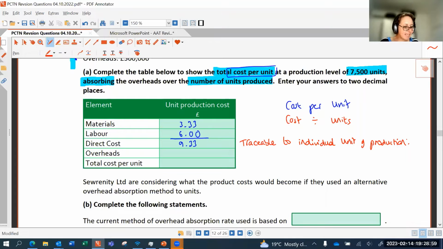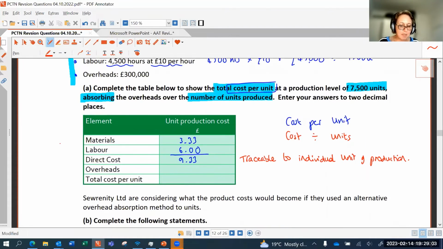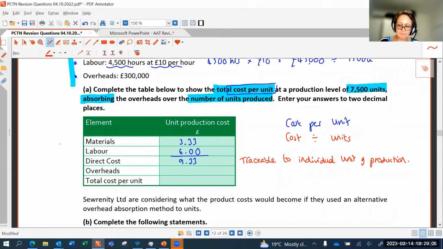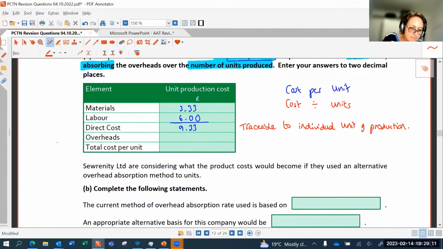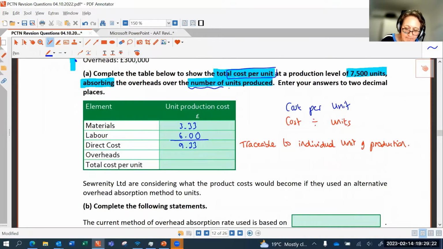And then the next one is the overheads. The overheads are £300,000 altogether, and the question did actually tell me to absorb. Do you remember that word? Absorb. It's going to be to share my overhead over, it told me specifically to share it over the number of units of production. Oh, I'm getting an answer in the box already.